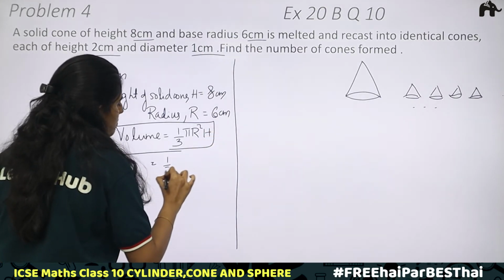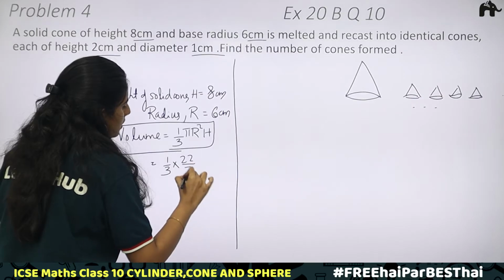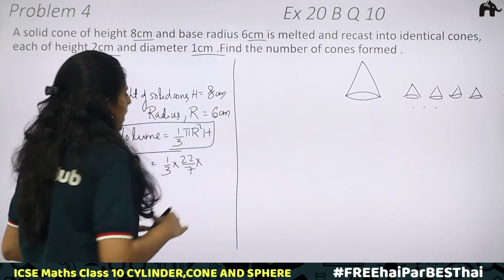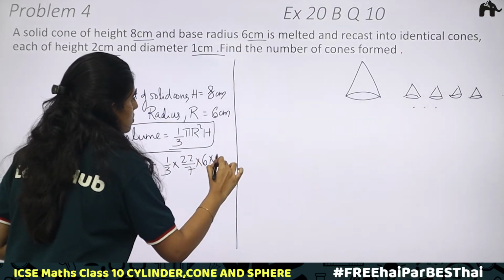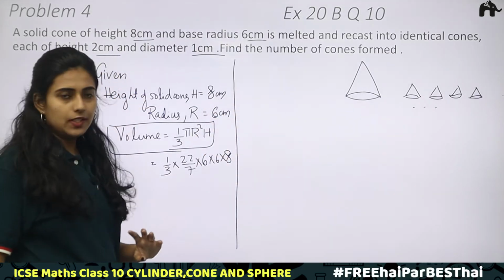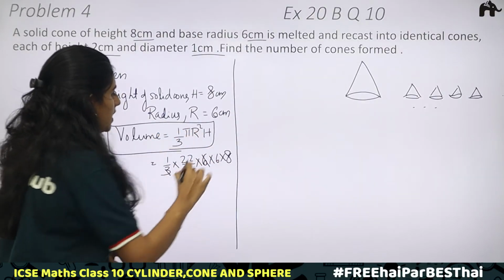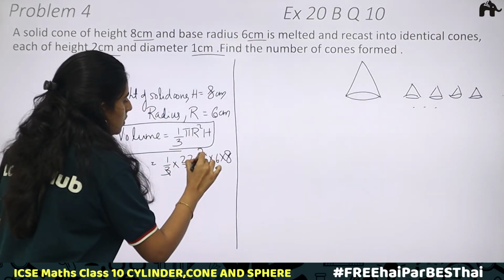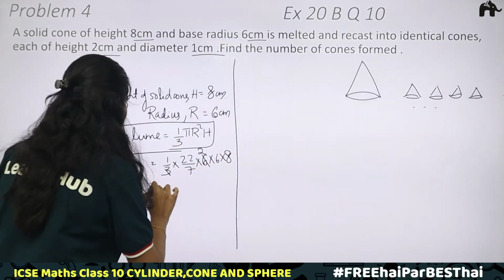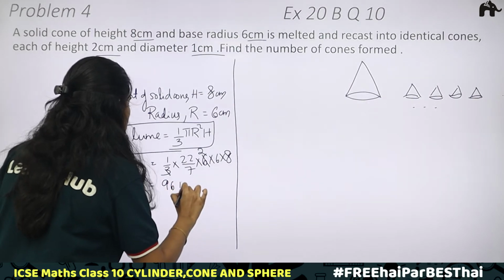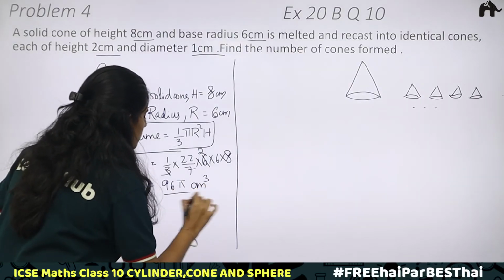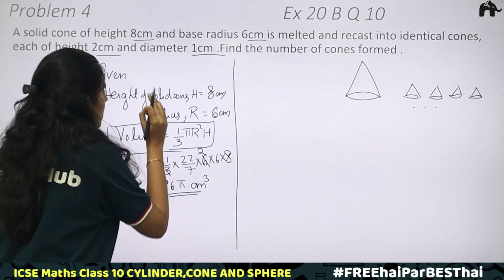Put the values: 1 by 3 into 22 divided by 7, or you can keep this pi as it is, it doesn't matter, into R square, 6 into 6 into 8. So 3 and 6 can be cancelled, we get 2. 2 into 6 is 12, 12 into 8 is 96. So this can be written as 96 pi centimeter cube. This is the volume of the solid cone.